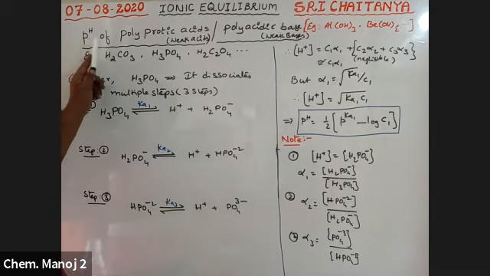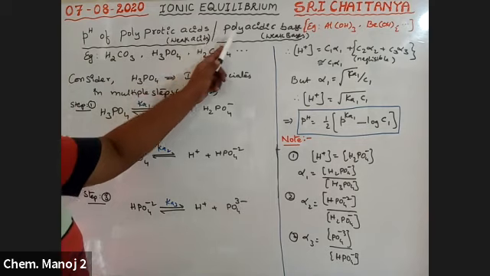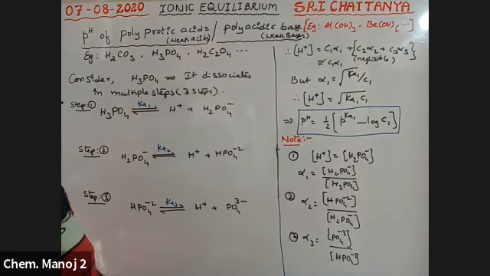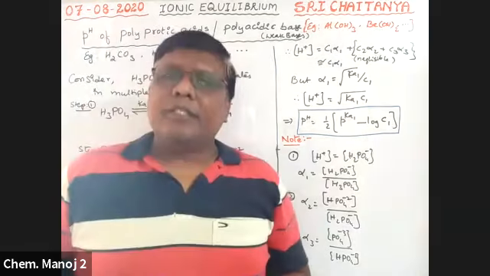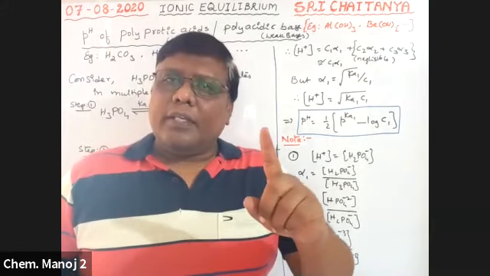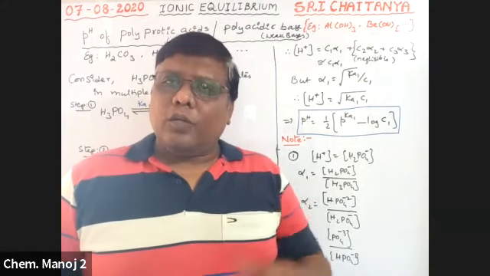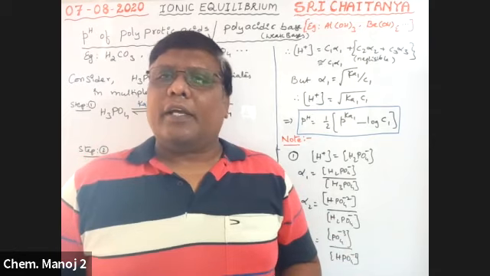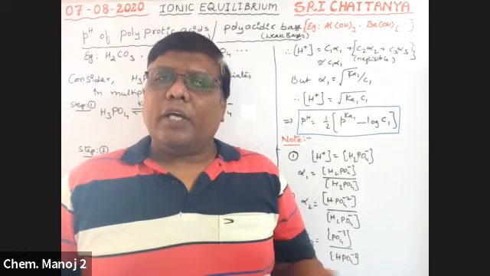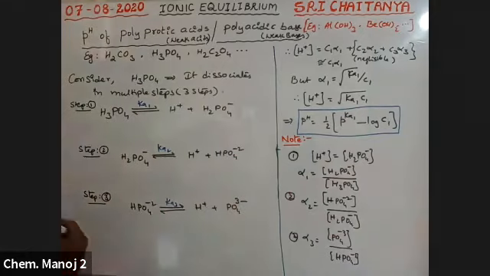Okay, boys. Today our topic is the pH of polyprotic acids or polyacidic bases. This means a single acid molecule can donate more than one H+ ion. See here, I will explain.